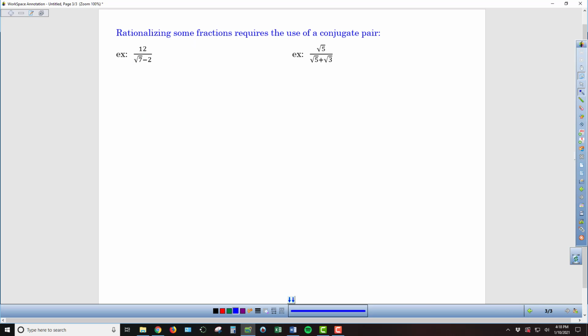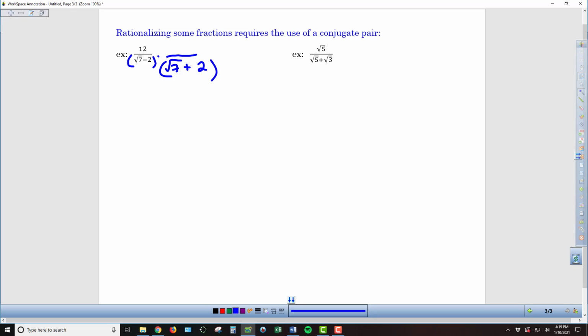So that's where conjugate pairs come in. What we're going to do is multiply the top and bottom by what's called the conjugate pair of that expression in the denominator. So I'm going to keep both pieces the same, root 7 and 2. I'm just going to change the positive or negative sign in between them to make it so that when I multiply, I'll end up with a FOIL difference of squares type pattern, which will then cause the outer and inner terms to disappear, and therefore will give me a pathway to eliminating the square root symbol.